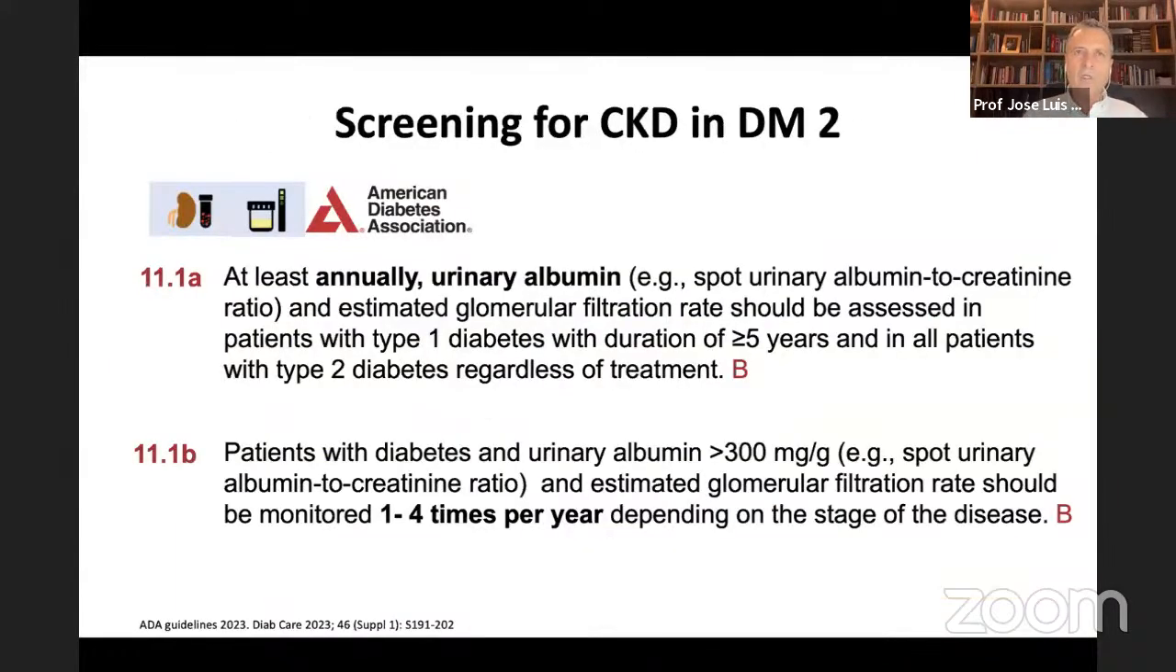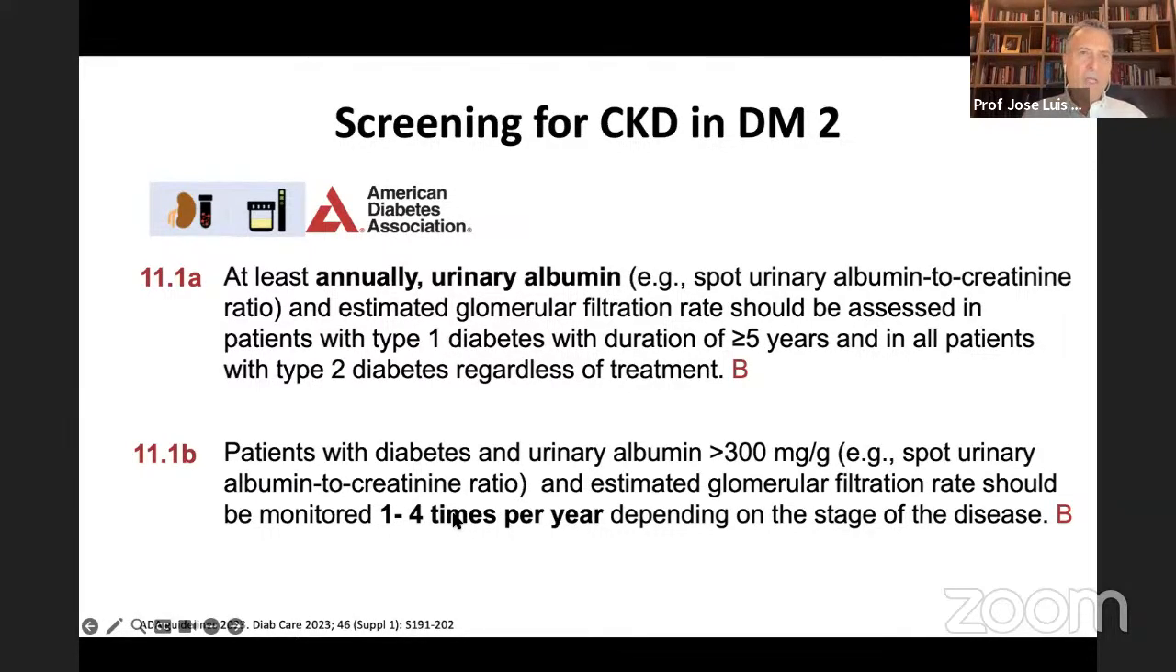The important point is that screening for CKD in type 2 diabetes should be done at least annually for urinary albumin. Most doctors forget to perform this albuminuria test. Most of them perform GFR, but they forget about albuminuria. So the American Diabetes Association and KDIGO recommend testing at least annually, and even more often in those patients with proteinuria or low GFR, where the number of determinations should increase.